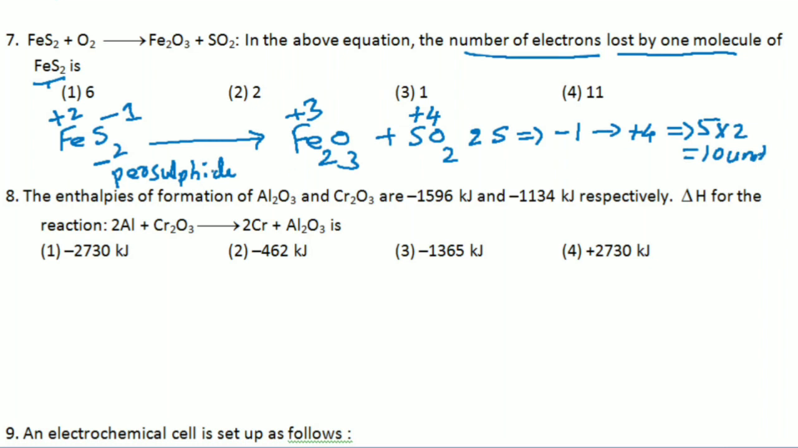10 units. And 1 iron is there, +2 to +3, 1 unit change and 1 iron is there. Hence 10 plus 1 from iron. So total answer should be 11. So the option for this question is 4.